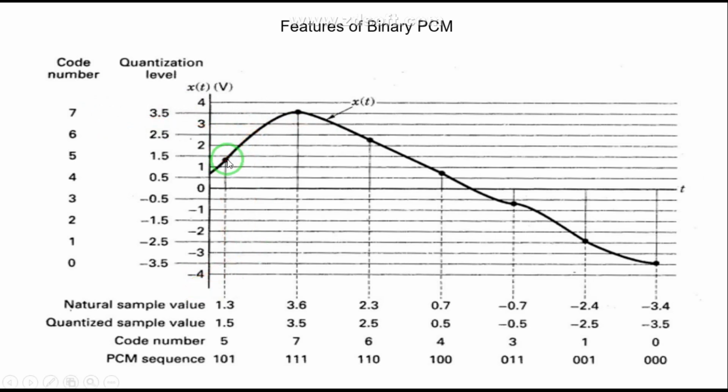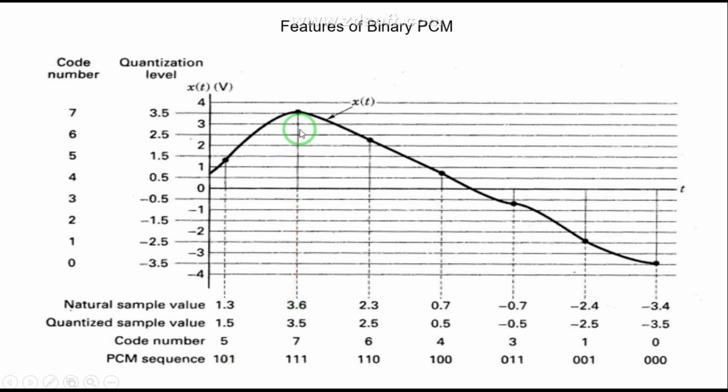Now we would see it. This dotted point on the graph in your input shows your natural sample value. See, it is 1.3. So what is the quantized sample level? It is nearer to 1.5, so we assign the code 5. And what is the binary equivalent of 5? The PCM sequence is 101. So 1.3 has been assigned the value 101.